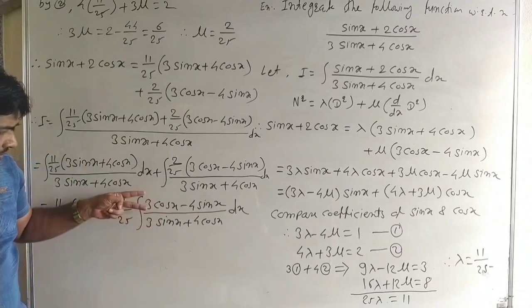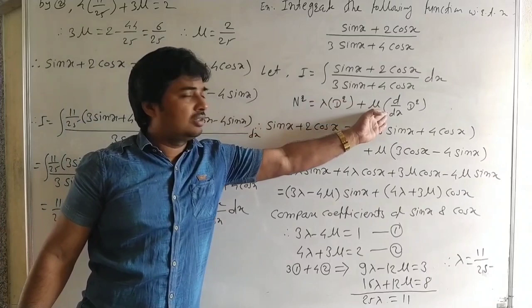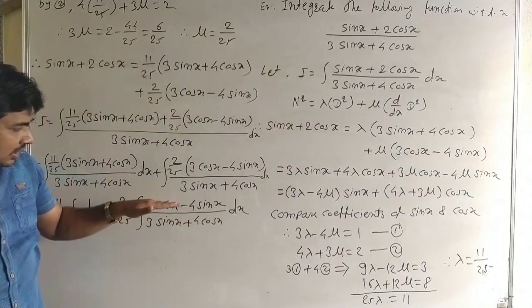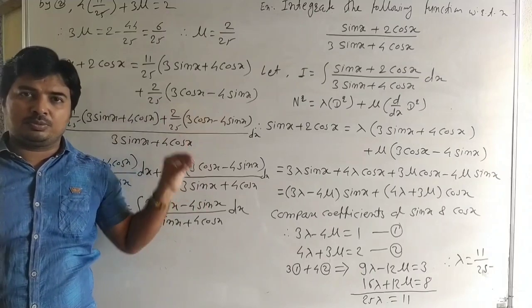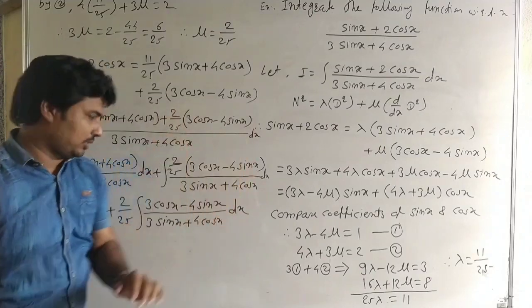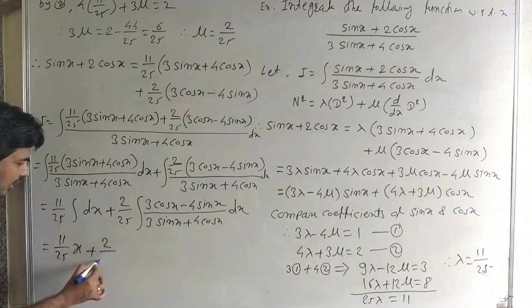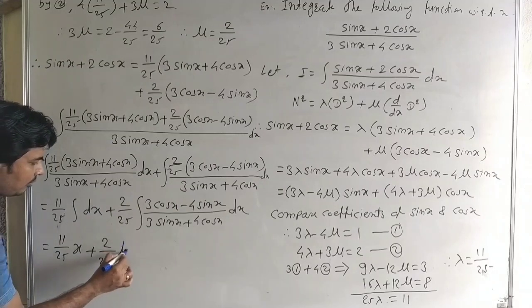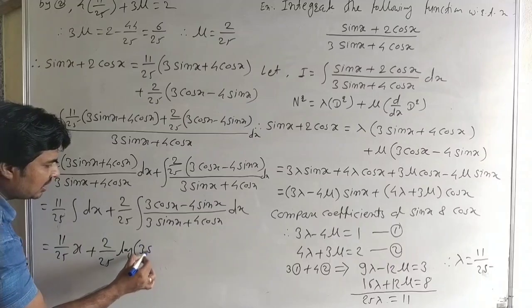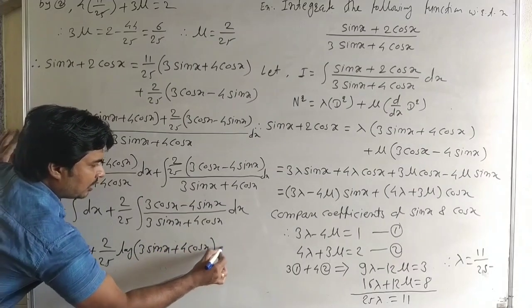Here see carefully, the numerator is the derivative of the denominator. Okay, here we adjust, it is the derivative of the denominator. Now it is f dash of x upon f of x, and we know the integral of f dash of x upon f of x is log of f of x. So we can directly integrate: 11 by 25 x plus 2 by 25 log of 3 sin x plus 4 cos x plus c.